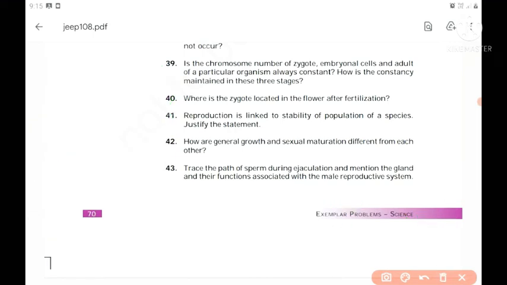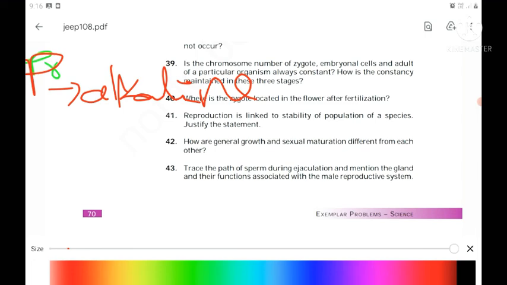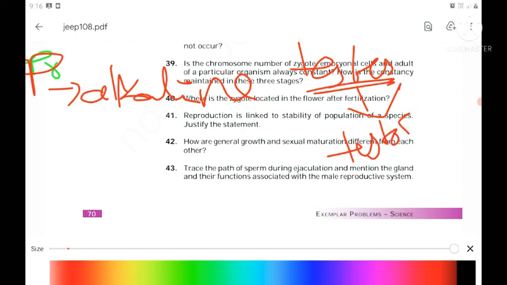And now the functions are, prostate gland. Okay, just let me mention it as only P. Prostate gland. The function of the prostate gland is makes medium semi-alkaline. And first of all, we forgot testis, right? Testis is secretion of testosterone.